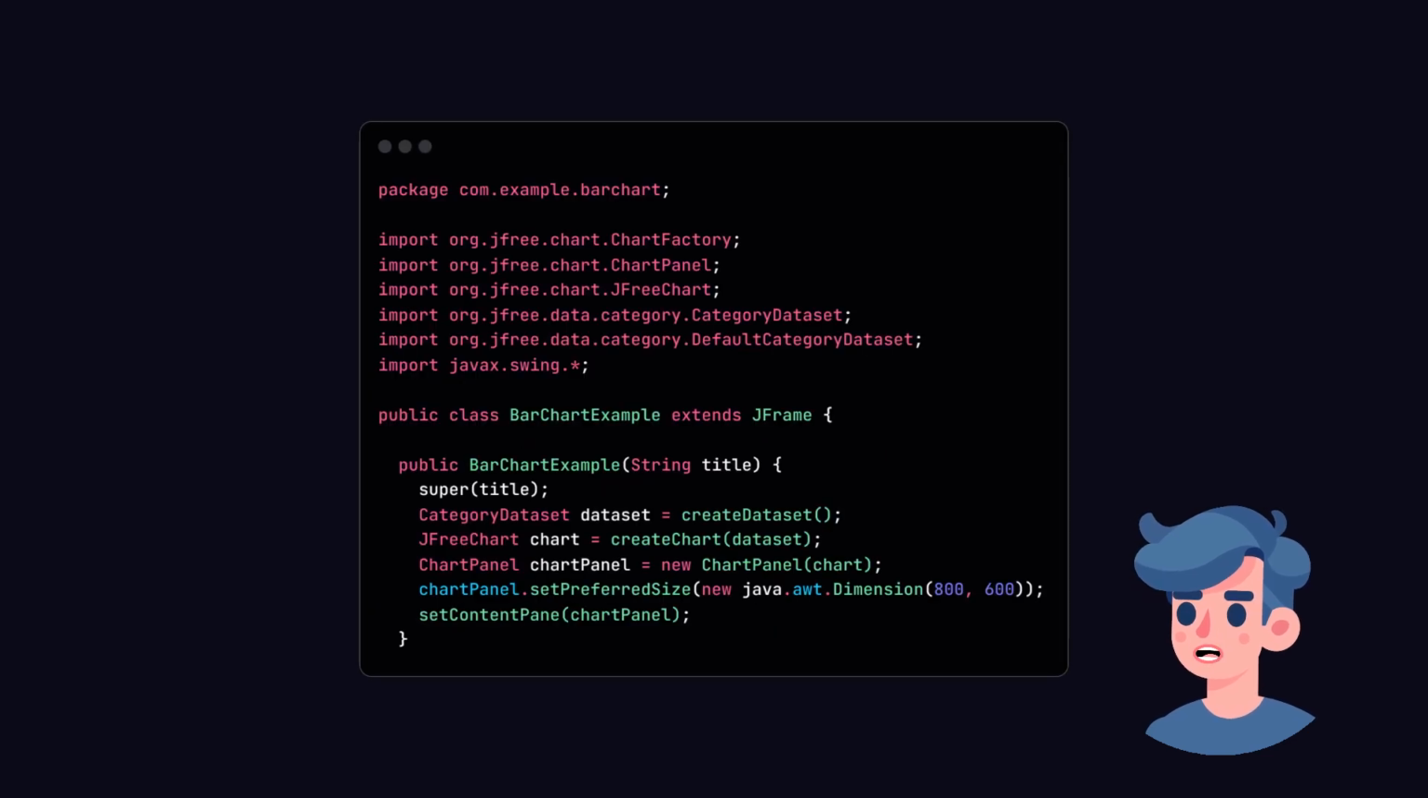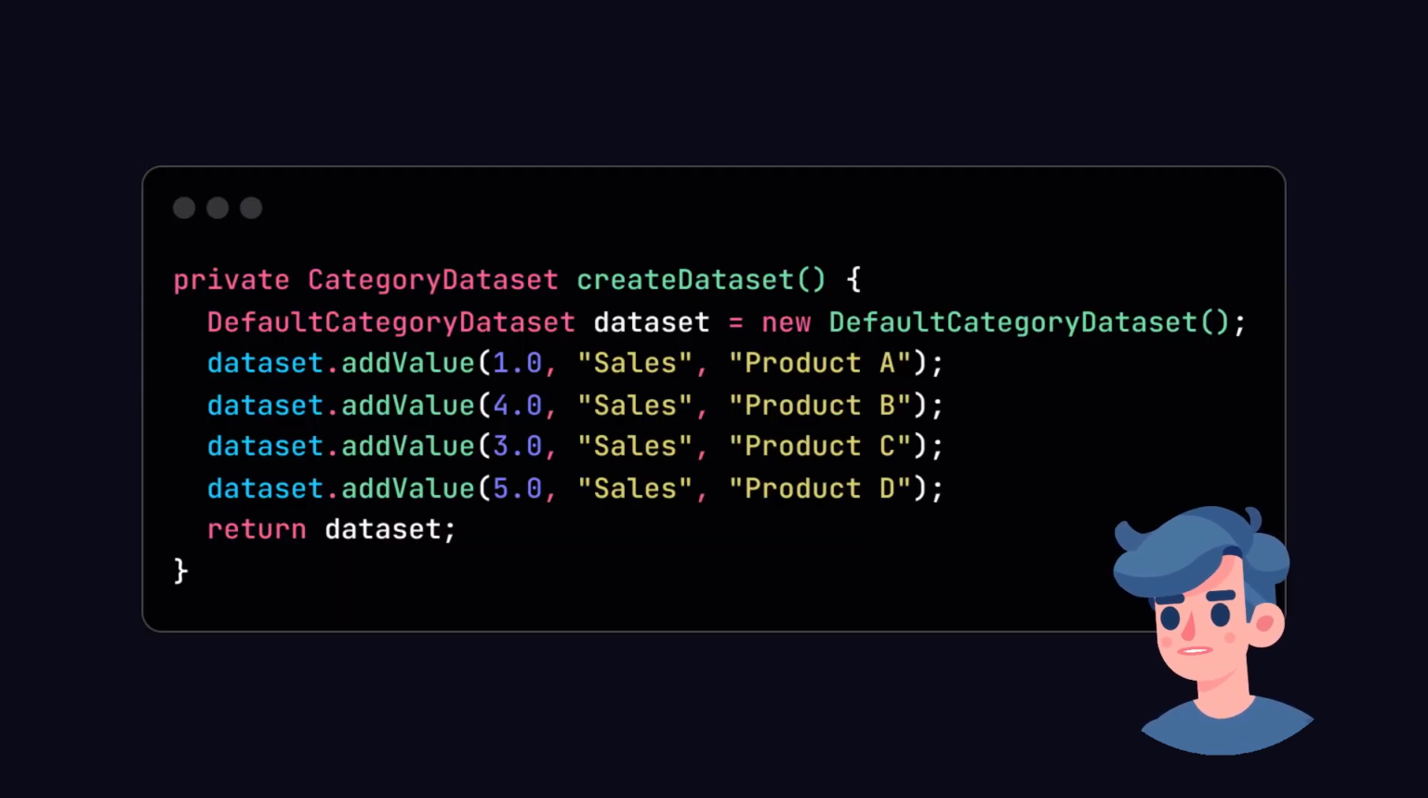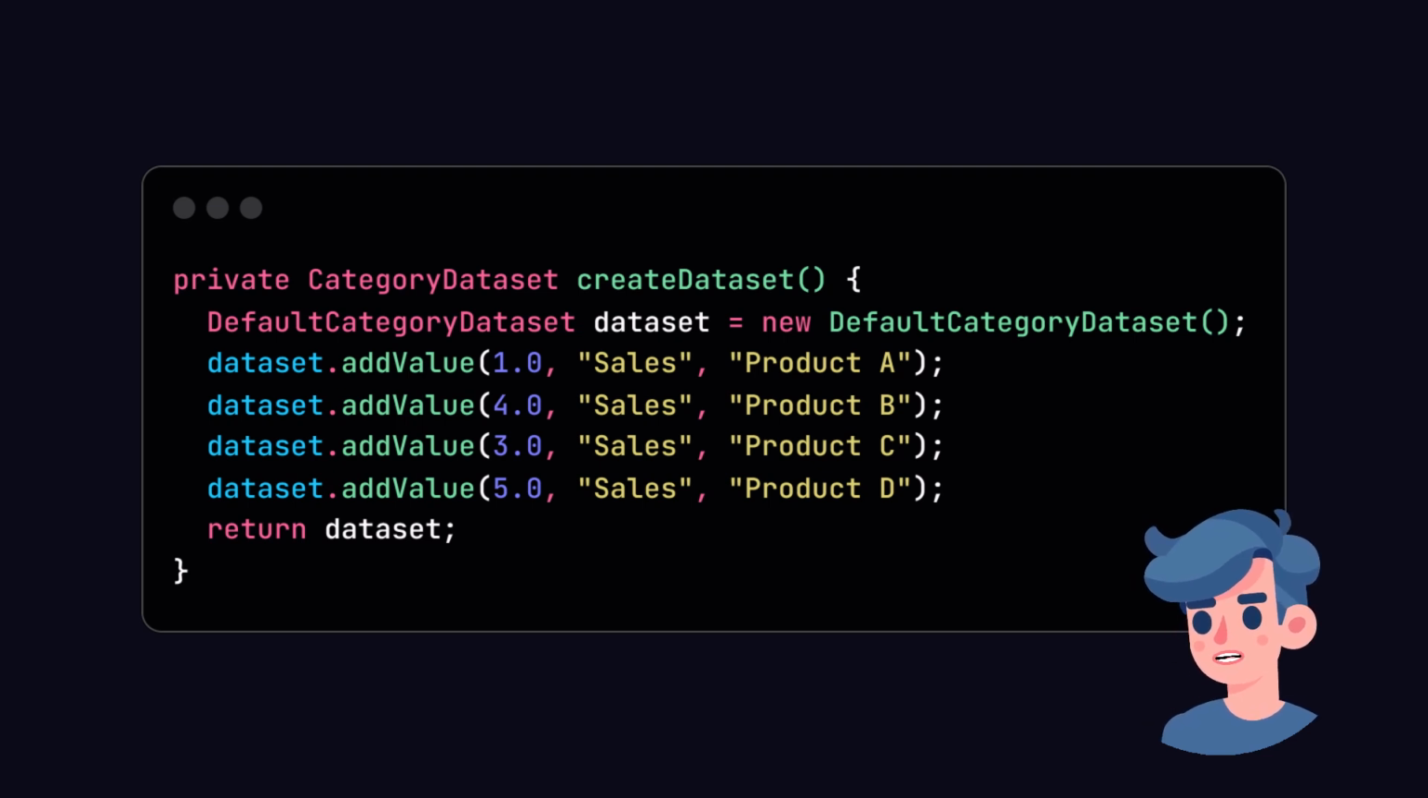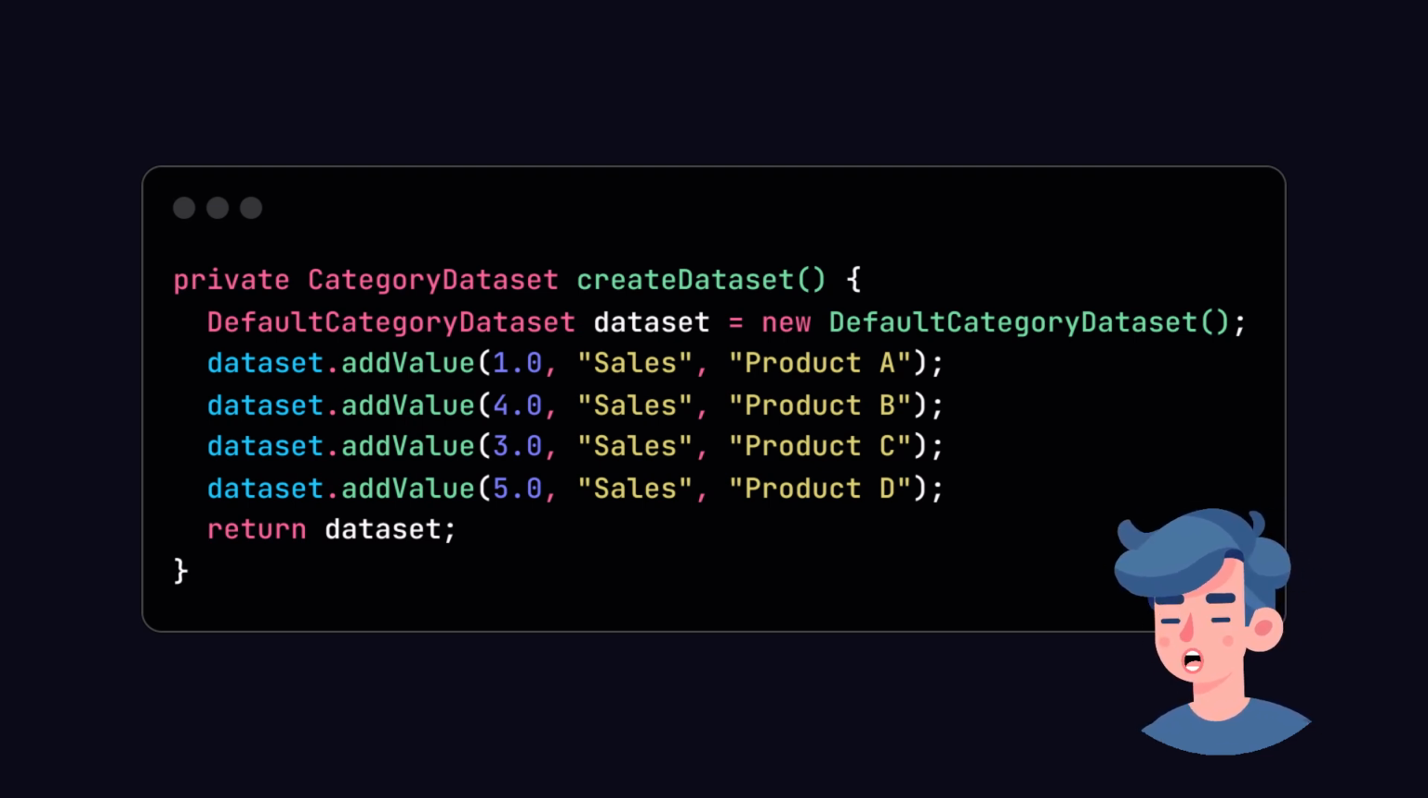After adding the dependency, let's create a new Java class where we'll write our chart drawing code. Name this class BarChartExample. In our BarChartExample class, we extend JFrame so we can create a window for our application. Next, we will need a method to create the dataset for our bar chart.